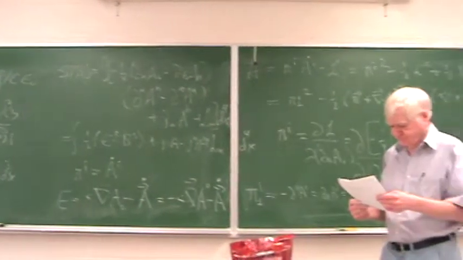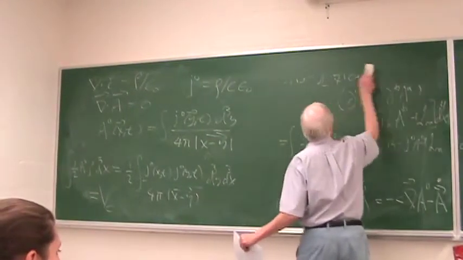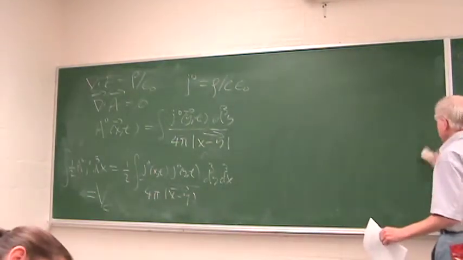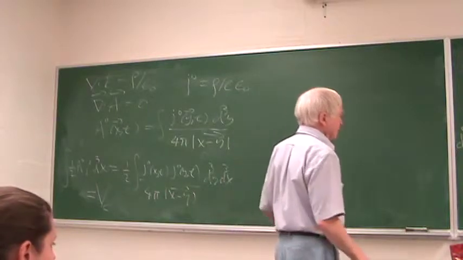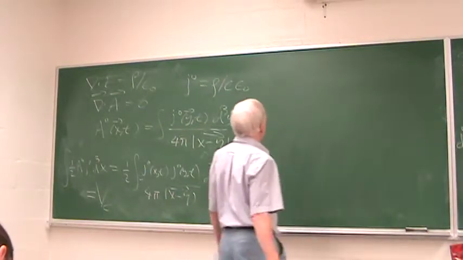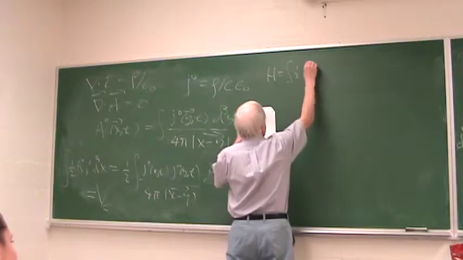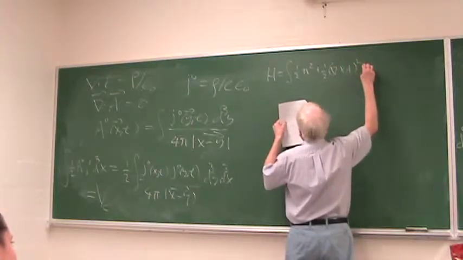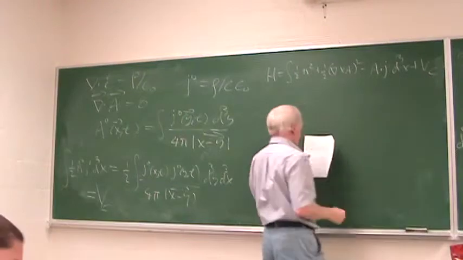Okay, so what we've got then is that the Hamiltonian, this way when we do this pi, we take the derivative with respect to the transverse part, because this thing is transverse at this point. That's why the pi is effectively transverse. Anyway, the Hamiltonian is an integral then of a half pi squared plus a half curl A squared minus A dot J d cubed x plus V_C.